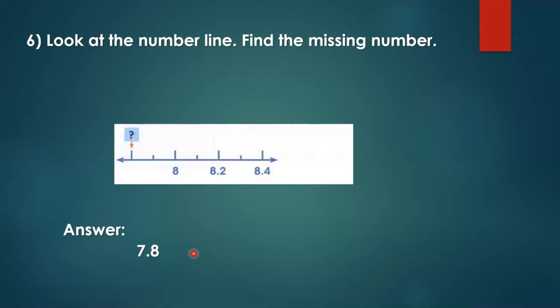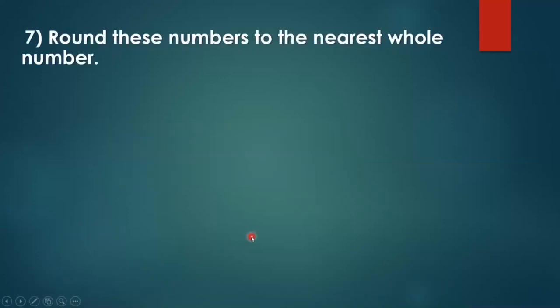It's a very simple question. Just find the connection, how the number line is formed, then you can easily find whatever missing numbers come on that number line. Hope this is clear for you. Next comes your seventh question. That is, round these numbers to the nearest whole number. Let's see the numbers. A part 4.6, B part 4.55, C part 4.45. So the question is, we need to round these numbers to the nearest whole number.